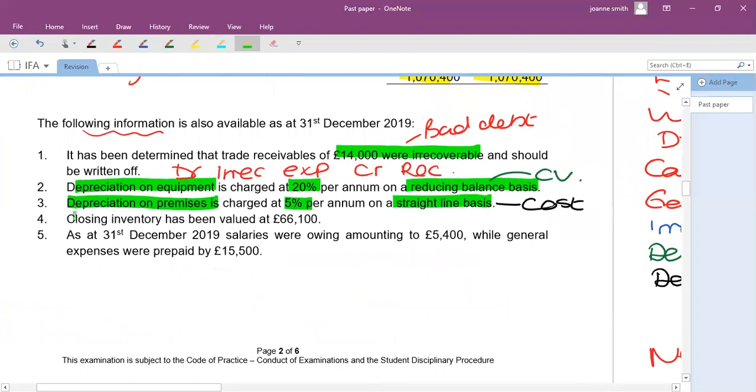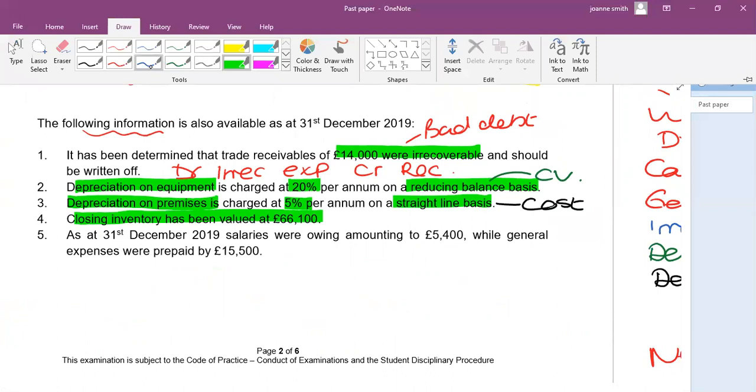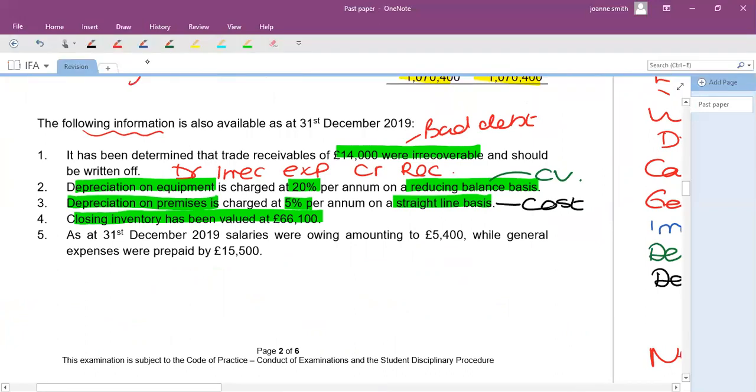Closing inventory then, this is a nice easy one. We don't really have to calculate anything for that. We just need to know where it's going to go. So we are going to debit the inventory account and credit the cost of sales.